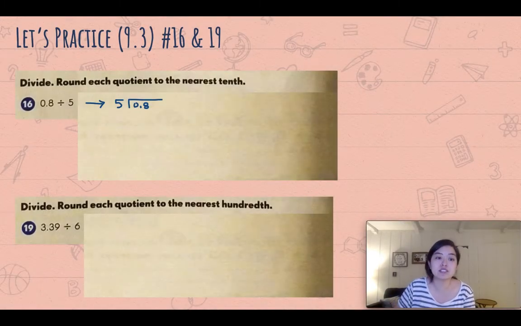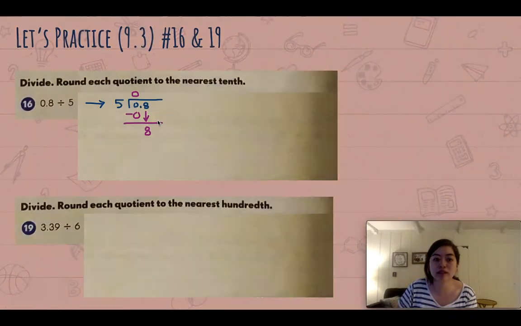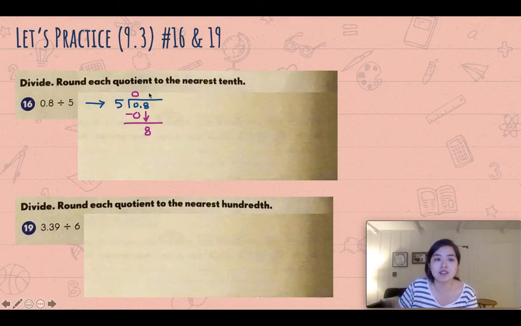So I wrote that division sentence as a long division sentence like this, okay? And so how many times? 5 times what gets me 0? Oh, 5 times 0 gets me 0. So I'm going to subtract 0 from 0, and that's 0. So let's drop the 8. 5 times what gets me 8, or gets me close to 8 without going over? It's just 1. Okay? What's 5 times 1? It's 5, so I'm going to subtract the 5 from the 8, and that gives me a 3.